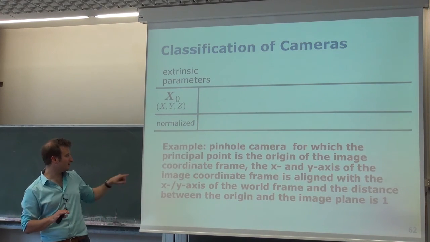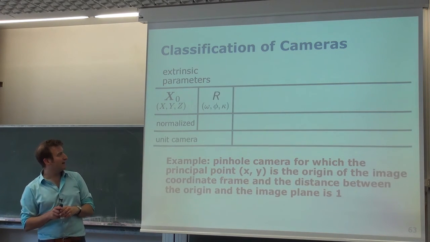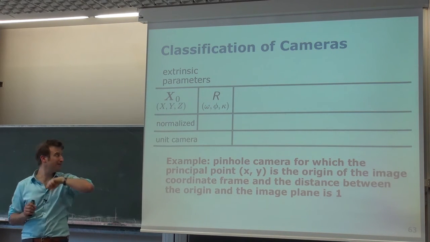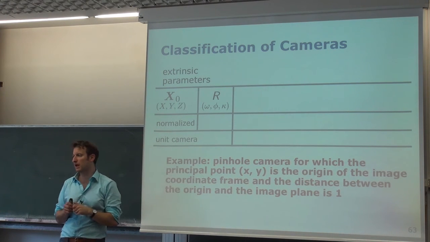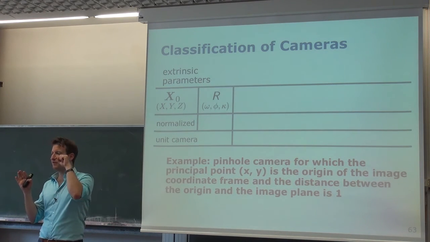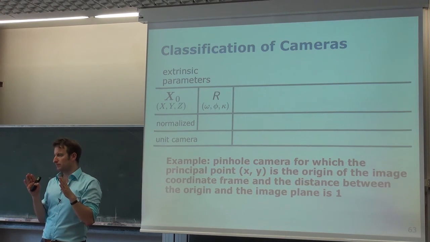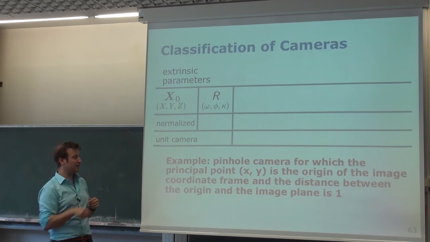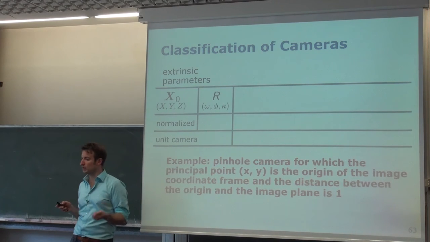And the rotation matrix comes from the alignment. You can say, okay, now I want to add a rotation matrix. So I move my camera in space, and now I want to rotate it as well. There's then something called the unit camera, which is the perfect pinhole camera where the camera constant is 1, because then we don't have that additional parameter. So the distance from the origin of the camera to the image plane is 1.